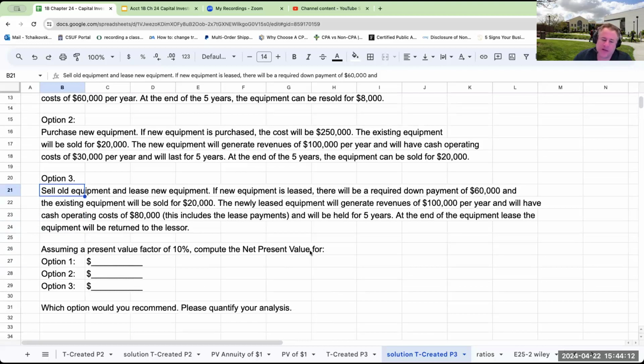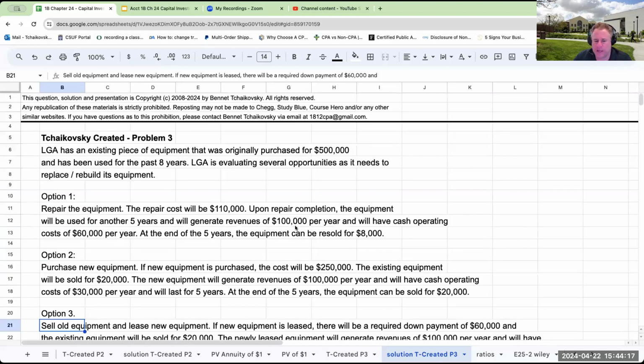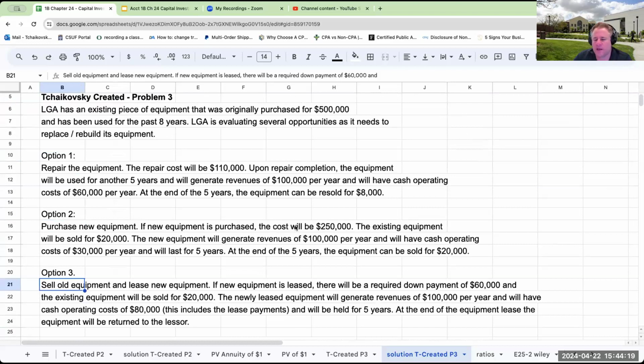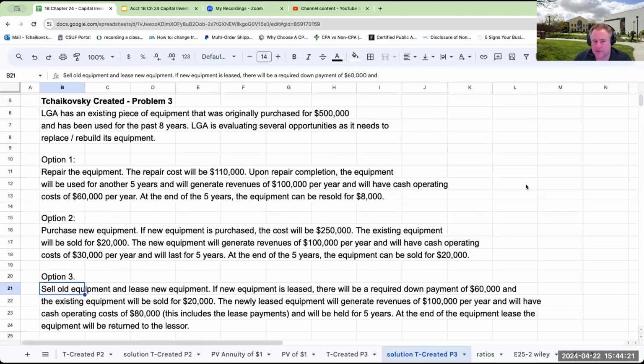Assuming a present value factor of 10%, compute the net present value for options 1, 2, and 3. Which option would we recommend? Please quantify our analysis. Let's talk about a few things that are common to this question. We do not care about the fact that the equipment cost us $500,000. That is not relevant for our decision making. That's what we call a sunk cost.